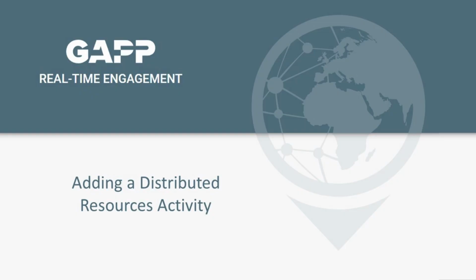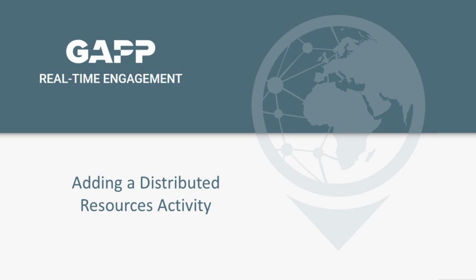Adding a distributed resources activity. An activity in GAPP is a record of your faithfulness to the Great Commission and the fruit of your labor. By adding activities in GAPP, you are better able to increase your vision of God's work, inform your prayers about God's work, improve your preparation for God's work, and invite others to participate in God's work.